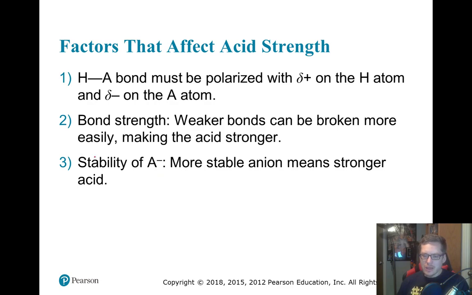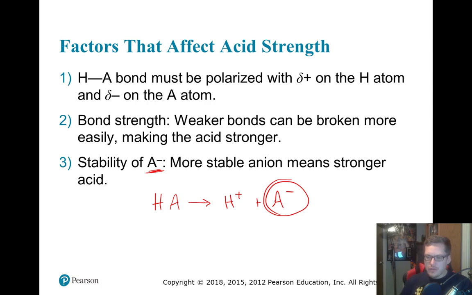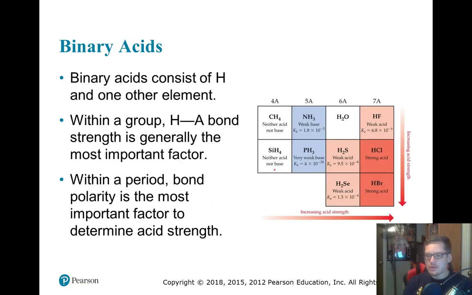Last one here is that the more stable this anion, or this conjugate base, is, the stronger your acid will be. Because if you have your HA forming H plus and A minus, and A minus is very stable, like you've got a very electronegative element, or it's something very big, or there's some resonance or something else that can help balance out this negative charge, it's going to make you a much stronger acid. Now we're going to look at some specific cases of applying this.